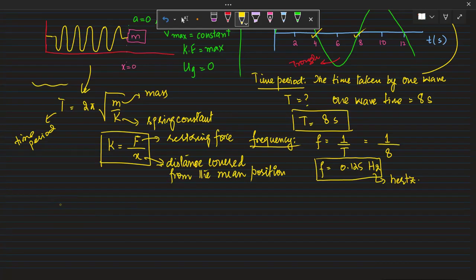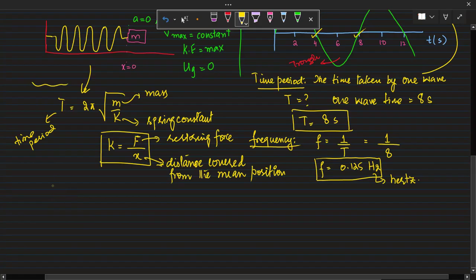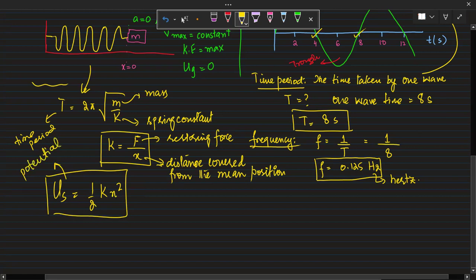So for the potential energy, we're going to use the formula half kx square. This is the potential energy formula for the spring, that is, the mass attached to the spring performing simple harmonic motion, right? Yes, sir.